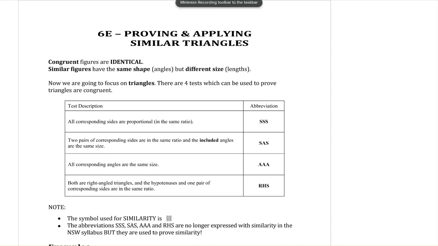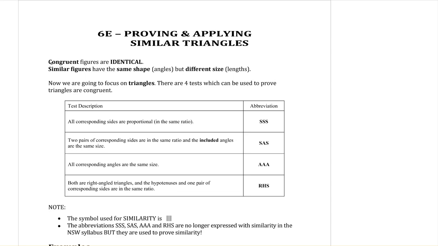Today we are doing similar triangles again, but we want to prove similar triangles this time. So last time we had similar shapes and we were just trying to find scale factors or find values of missing sides in our similar triangles. But now we actually want to prove that things are similar as well.